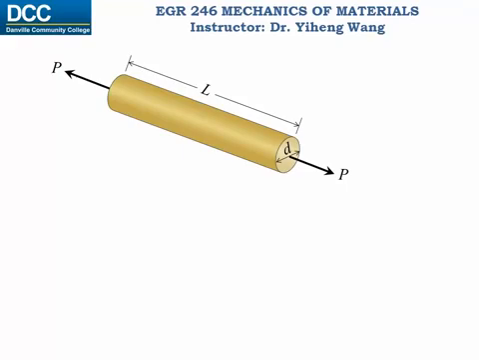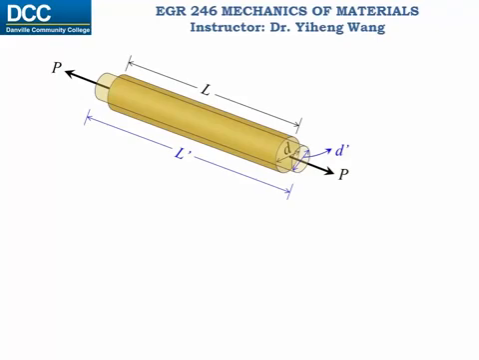For this solid shaft subjected to axial tensile forces as shown, let's imagine how it would deform. From experience, we know that it will not only elongate along the axial direction, but it will also contract radially. It is impossible for this shaft to remain the original diameter. That will be against the conservation of material.